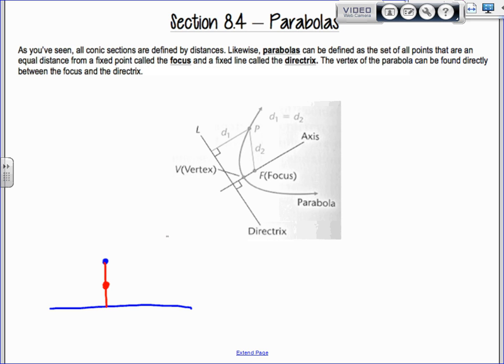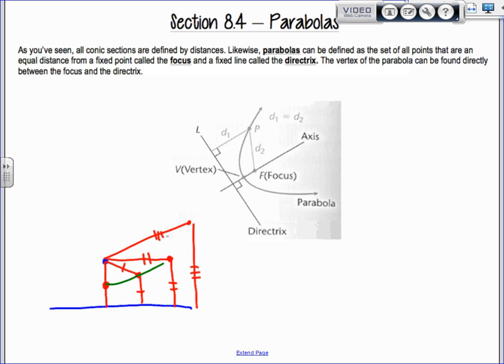Then if I go out here and then straight down, and let's say those are the same length, that's going to be another point on my parabola. And if I go out here and down here and these are the same lengths, this will be another point on our parabola. And then up here and down here and these are the same lengths. Do you see what I'm doing? That's going to be another point on our parabola.